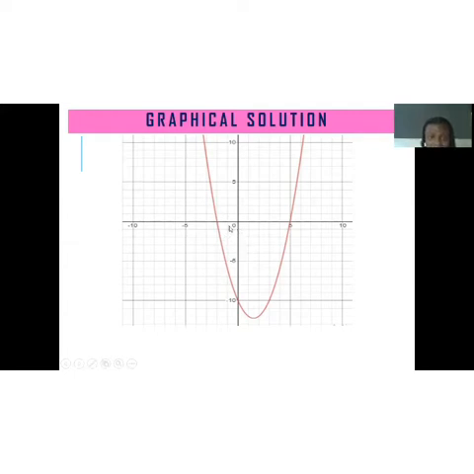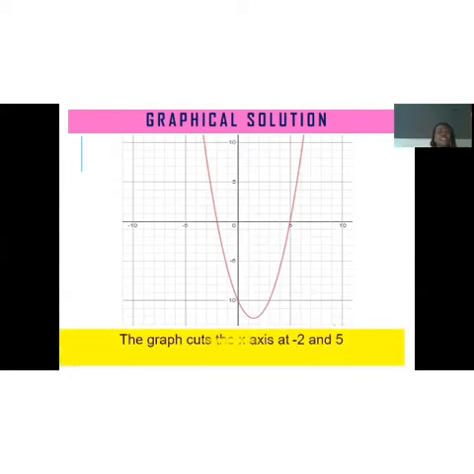So if you count each box, you have 1 here, minus 1 here, minus 2, minus 3, minus 4, until you get to minus 5 here. So that means that this point here is minus 2, and obviously this point here is 5. So that means automatically that our graph cuts the x-axis at minus 2 and 5.